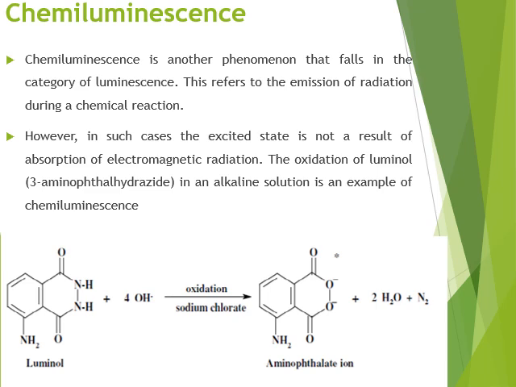We're not going to talk much about chemiluminescence, but this process is another phenomenon that falls in the category of luminescence. This refers to the emission of radiation during a chemical reaction. For example, in such cases, the excited state is not a result of absorption of electromagnetic radiation, meaning it's not the absorption of light radiation. The oxidation of luminol in alkaline solution is an example of chemiluminescence. Light was not absorbed, but it emits light.